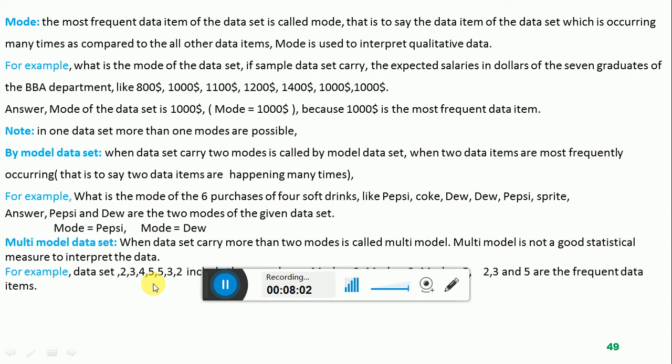Why? Because the 3 different data items like 2, 3 and 5 are happening 2 times. So the modes of this particular data set are mode 2, mode 3 and mode 5. So a multimodal data set includes more than 2 modes. And for this multimodal data set, this is not a good measure to interpret the given data set when the data set carries more than 2 modes.